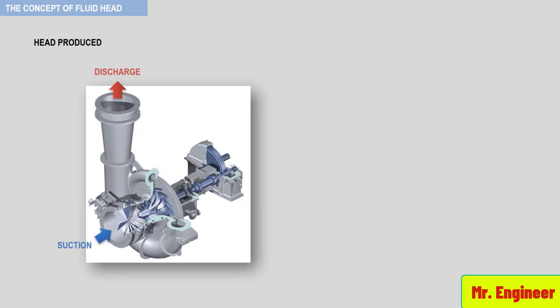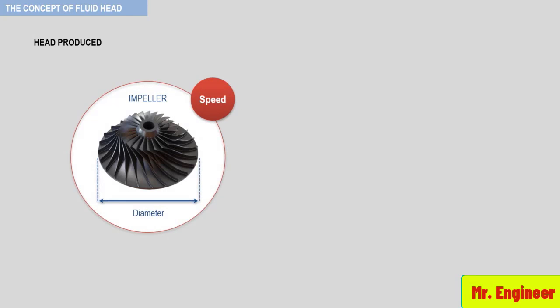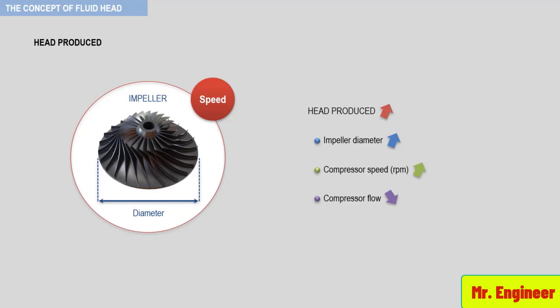Simply stated, for a given impeller vane shape, head produced by a dynamic compressor is a function of impeller diameter and impeller speed. Once the impeller is designed, it will produce only one value of head for a given shaft speed and flow rate. So the head produced by the compressor will increase if the diameter of the impeller increases, or the speed of the compressor increases, or if the flow of the compressor decreases.